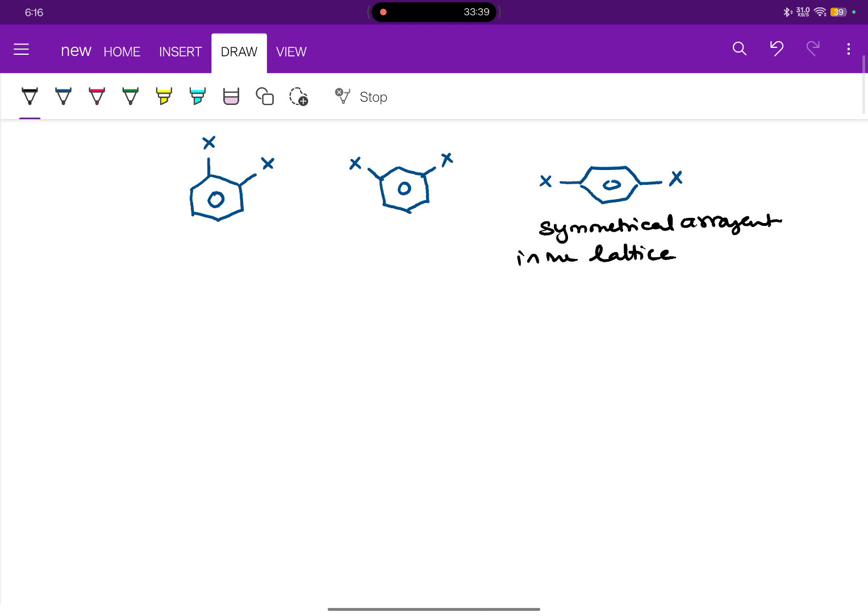Yes, sir. So that is all about the physical properties: the solubility, dipole moment, melting and boiling point, and the symmetrical arrangement of halobenzenes. So this is all about the physical property.